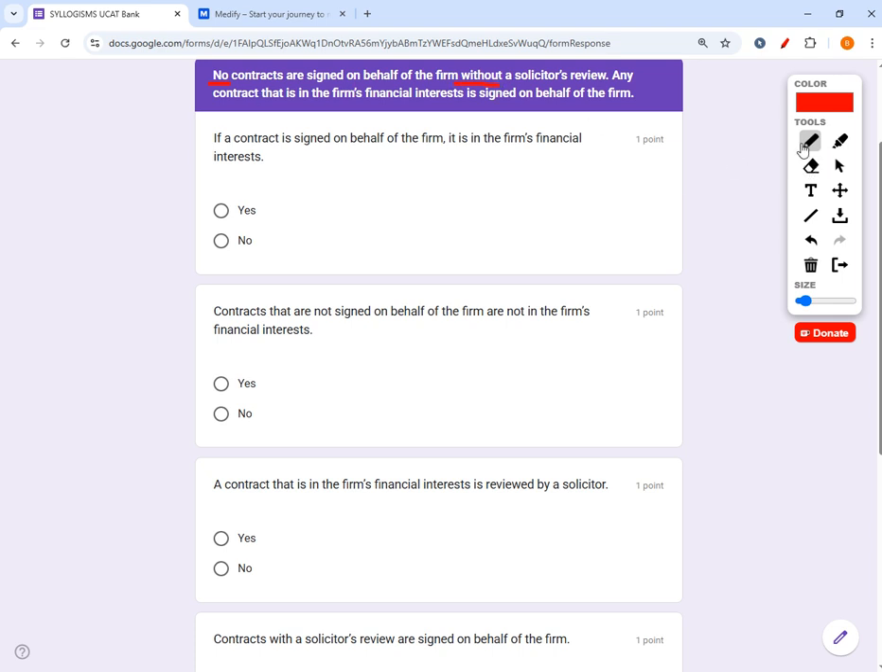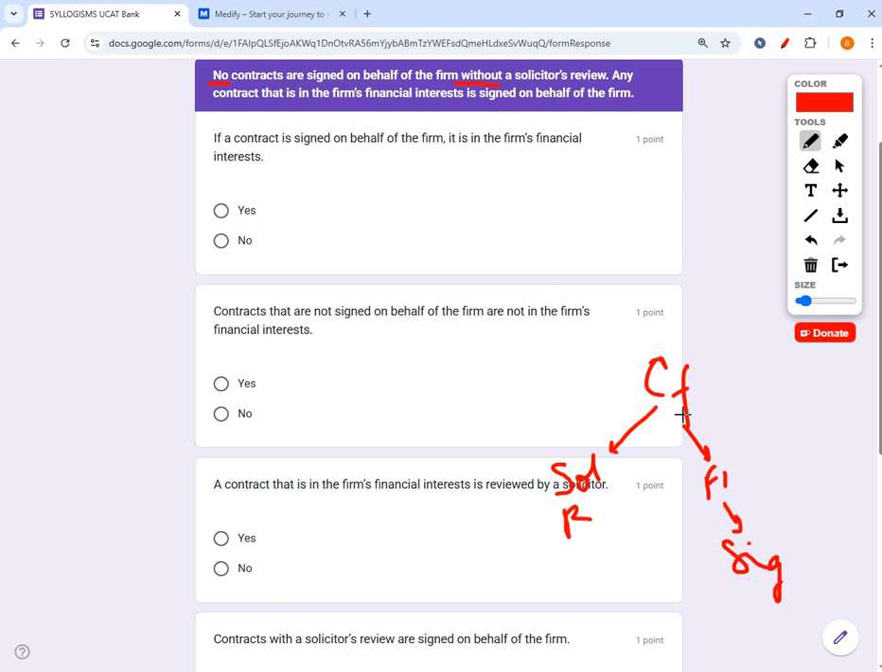So what will I do? I'll draw my tree diagram. I'm talking about something to do with the contracts in the firm. CF, contracts in the firm. All contracts in the firm, what will happen? You need a solicitor review. Okay, SR. Any contract that is in the firm's financial interests, so if it is FI, it needs to be signed on behalf of the firm.